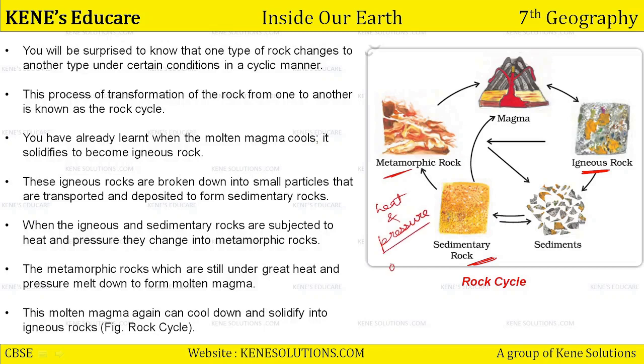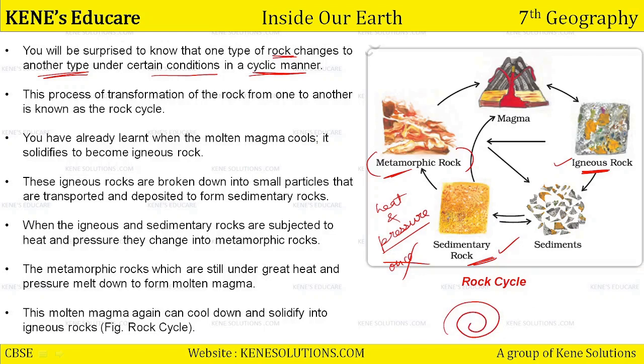But that doesn't happen only once. No, it keeps happening more times, one after the other. And even metamorphic rocks can also be converted into igneous and sedimentary. देखा? Metamorphic भी igneous और sedimentary बन सकता है. जैसे igneous and sedimentary metamorphic बन सकता है, वैसे ही metamorphic igneous या sedimentary भी बन सकता है. Okay? How? I will tell you. You will be surprised to know that one type of rock changes to another type under certain conditions and in a cyclic manner. ये constant एक cycle के form में होता रहता है.